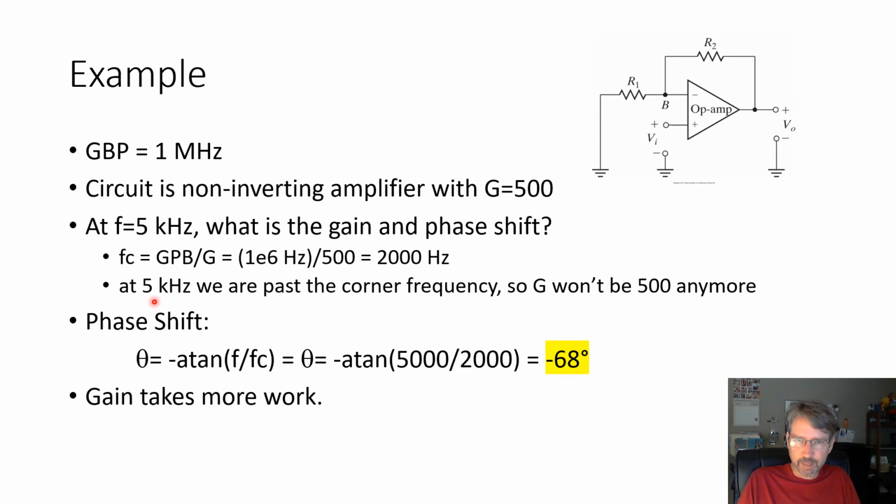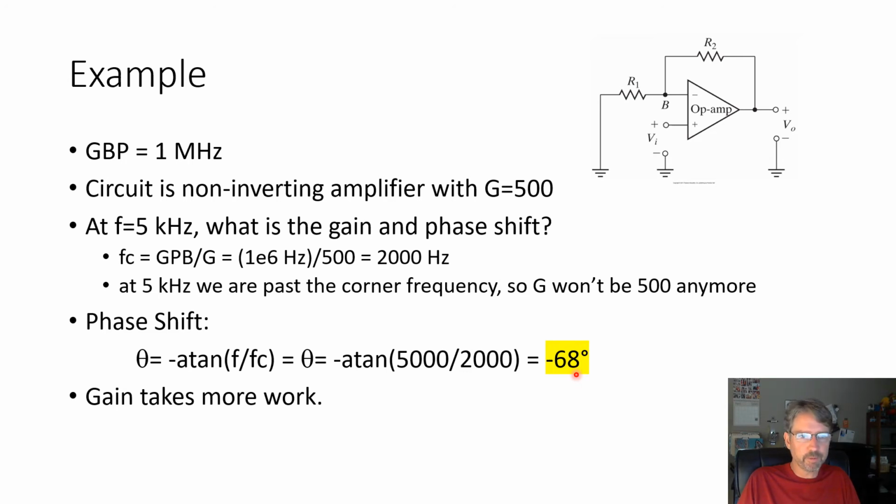So here at 5 kilohertz, we're past the corner frequency. I talked about that. So the gain won't be 500 anymore. It's going to be lower following that chart that we looked at. The phase shift is a one-line calculation. So negative arctan of 5,000 divided by 2,000 is negative 68 degrees. So negative 68 degrees of phase shift.